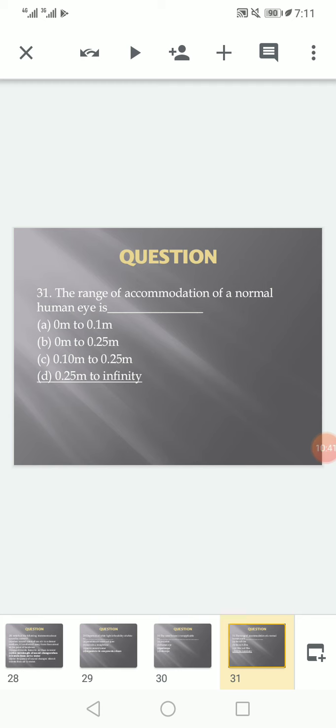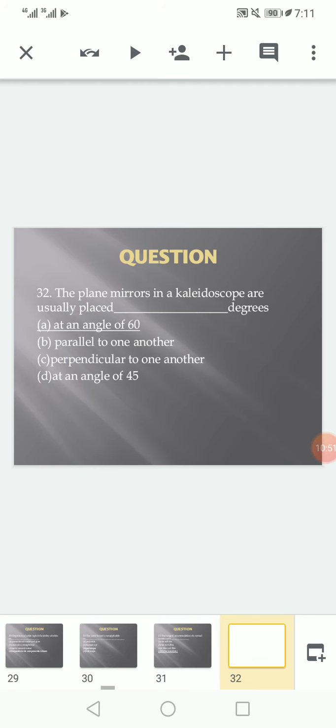So the question here says the range of accommodation of normal human eyes is 0.25 meter to infinity. That's question 31.